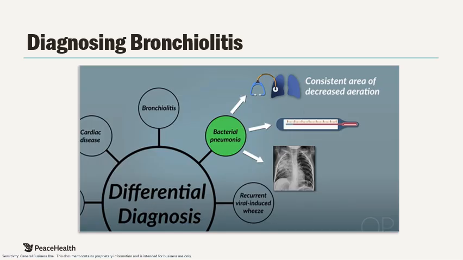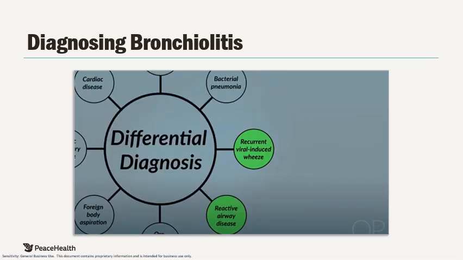Bacterial pneumonia is a frequent consideration, particularly when auscultation reveals a consistent area of decreased aeration or when there is a high or persistent fever. Chest x-ray may be helpful in this situation, but caution must be taken to avoid overinterpretation of atelectasis as an infiltrate. Recurrent viral-induced wheezes or reactive airway disease can be difficult to distinguish from bronchiolitis.